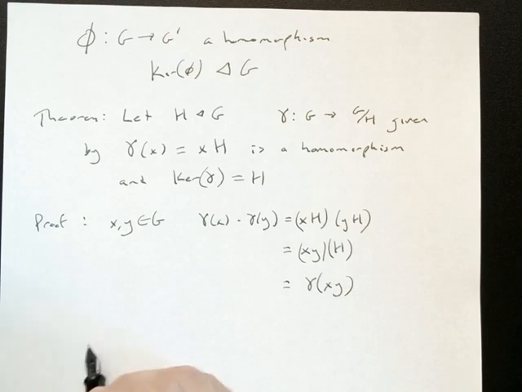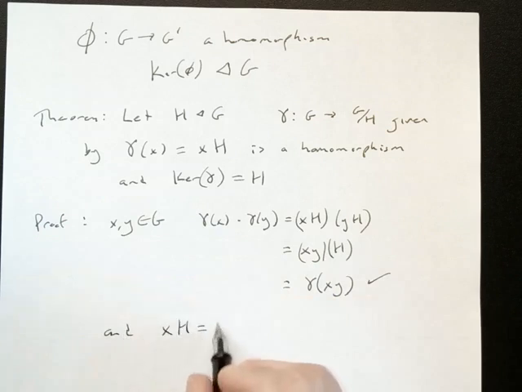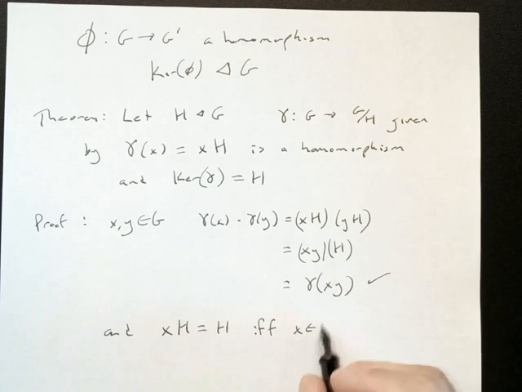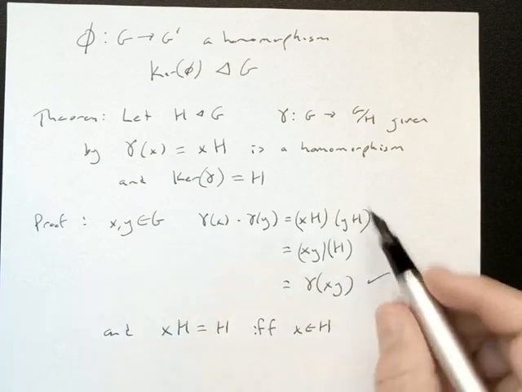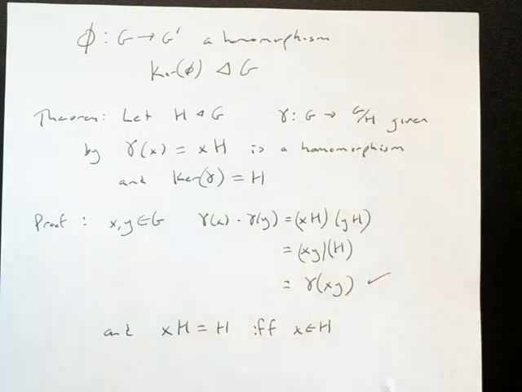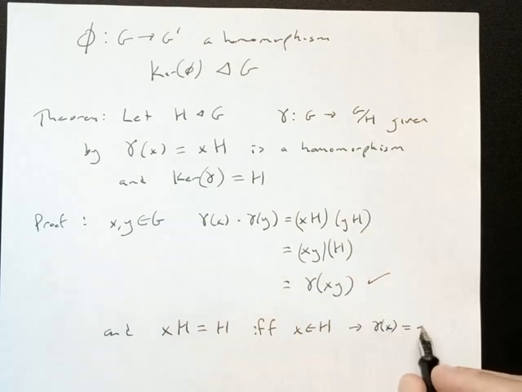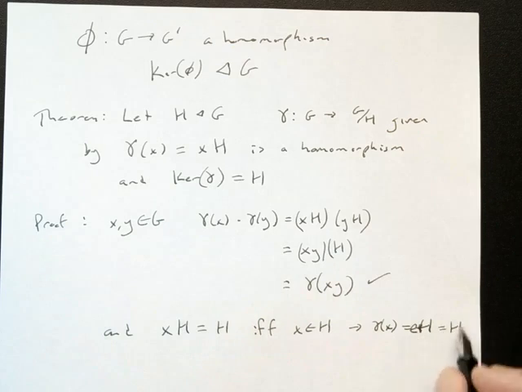And XH is equal to H if and only if X is already in H. And that would mean over here, in my collection of cosets, that gamma of X is equal to the identity coset, E. Well, wait a minute. The coset that plays E is EH. So H is the kernel.